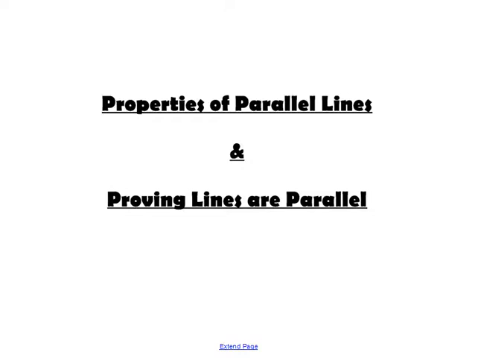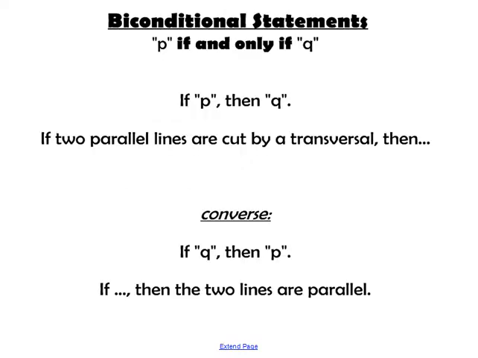Properties of parallel lines and proving lines are parallel. So before we get started with the theorems, let's review biconditional statements. Biconditional statements have the phrase P if and only if Q. So the conditional if P then Q and the converse if Q then P both have to be true.